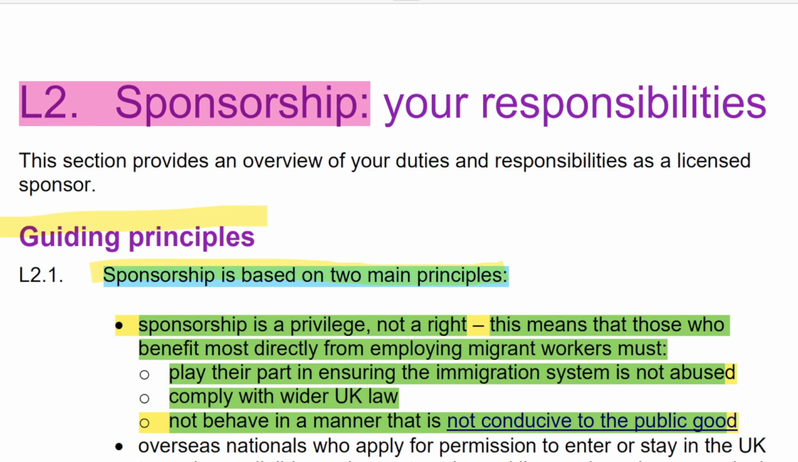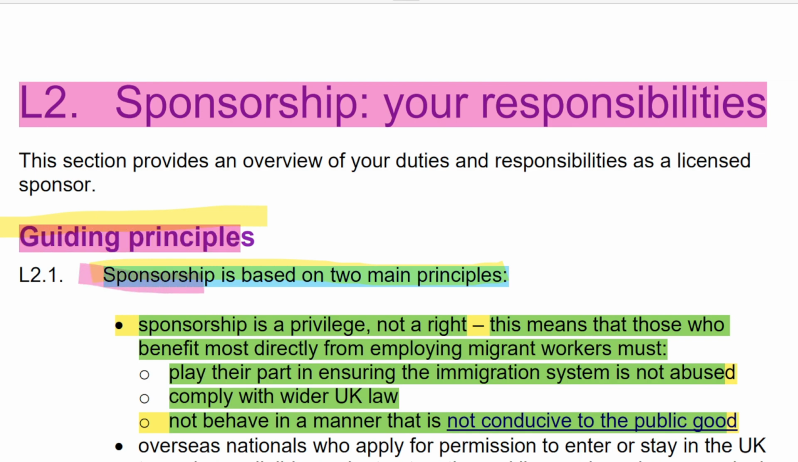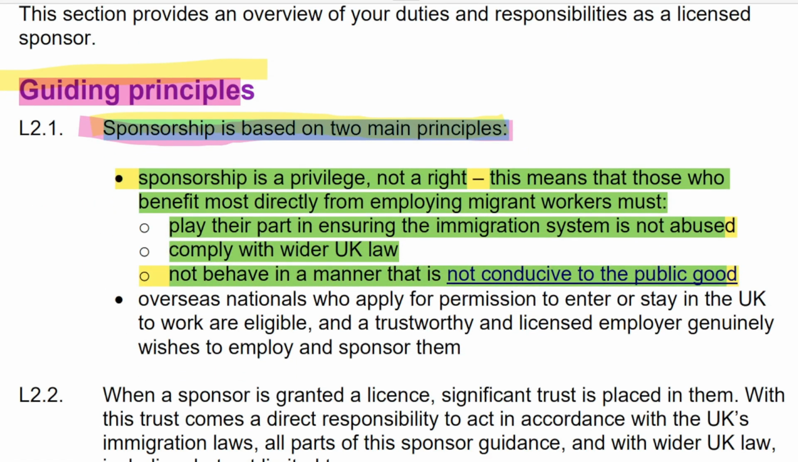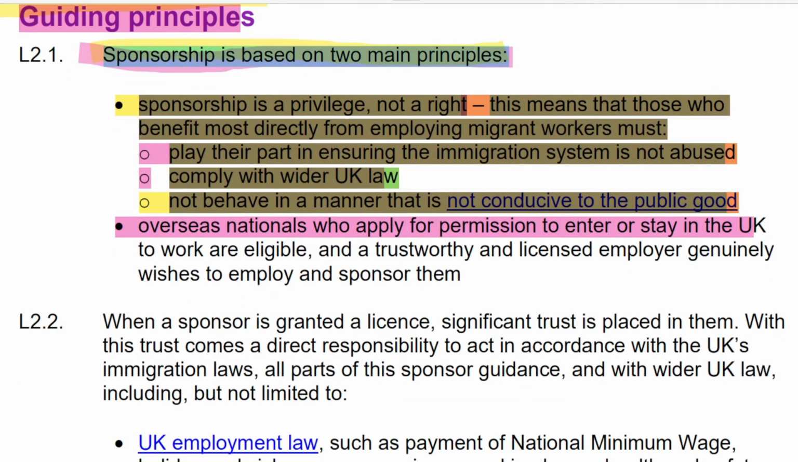Now let's discuss L2 of this guidance, which is sponsorship: your responsibilities. The guiding principles: sponsorship is based on two main principles. So what are the two main principles? Number one, sponsorship is a privilege, not a right. This means that those who benefit most directly from employing migrant workers must play their part in ensuring the immigration system is not abused, comply with the UK's wider law, and not behave in a manner that is not conducive to the public good. These are the two main principles.